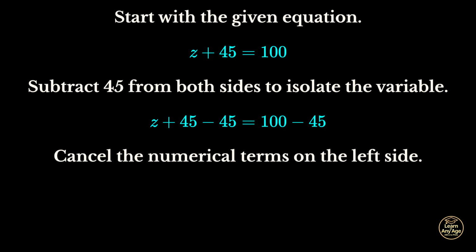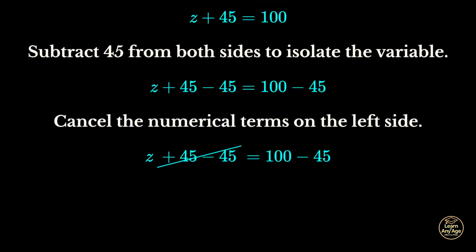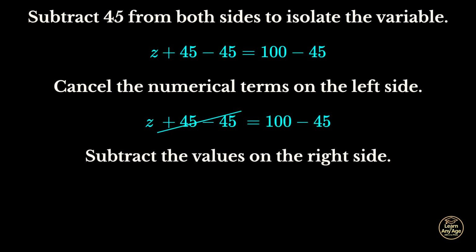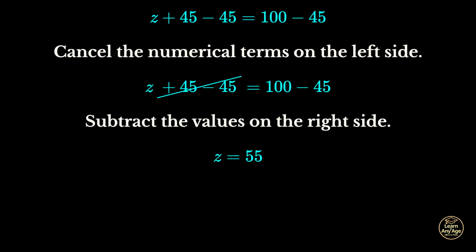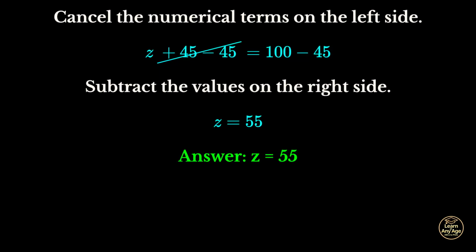Cancel the numerical terms on the left side. Z plus 45 minus 45 cancelled out equals 100 minus 45. Subtract the values on the right side. Z equals 55. Answer: z equals 55.